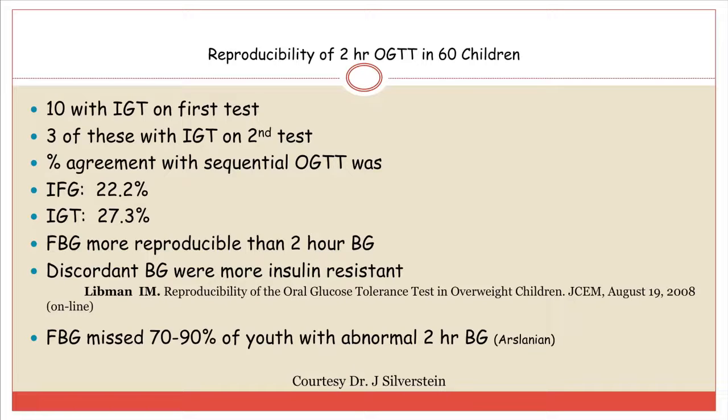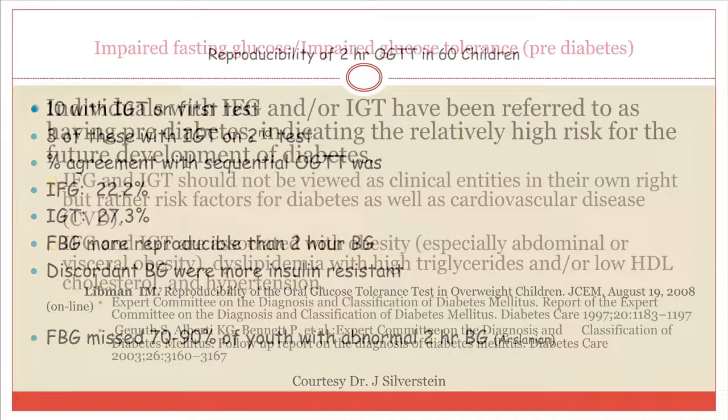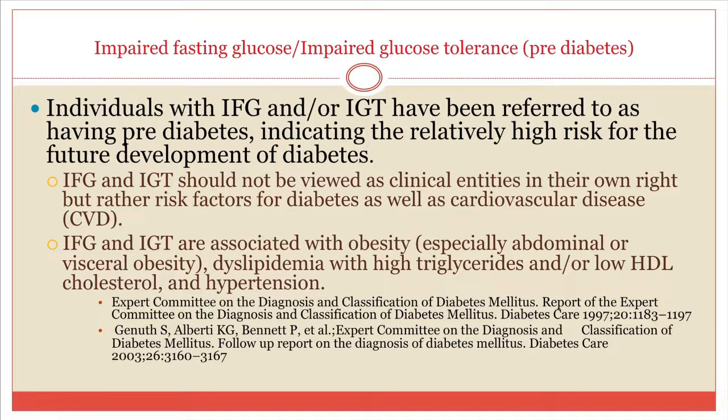The discordant blood glucoses were more insulin resistant. And so we don't have great ways of testing, and I just point that out because we're feeling compelled to test, and I just want to highlight that it's not always as accurate as we would like. However, we are using the term prediabetes. It's a diagnostic code. It's indicating high future risk, and the feeling is these are not clinical entities in their own right, but rather elevated risk factors. And you know the associations with obesity, dyslipidemia, hypertriglyceridemia, high cholesterol, and hypertension.